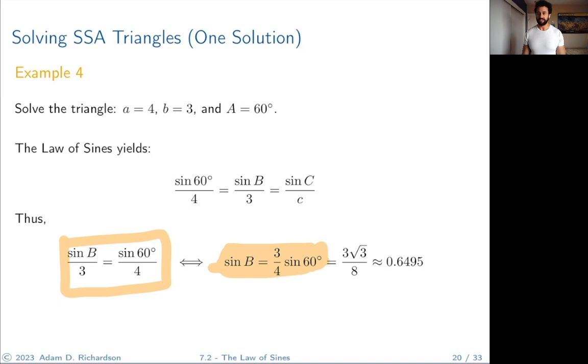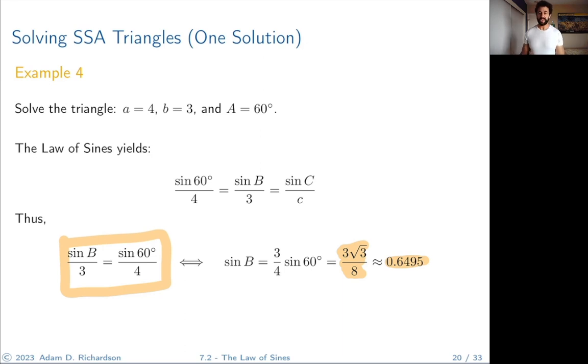There we go. And sine of 60 degrees, well, 60 degrees happens to be one of those standard angles. The sine of 60 degrees is root 3 over 2. So we can get that the sine of B is equal to 3 root 3 over 8. And that's as exact as it gets. At this point, you can go to a calculator and it'll give you the approximation 0.6495. And the good news here is that that's actually possible. So this is not like the previous situation where we got a sine value that was not possible. Here, this is actually possible.